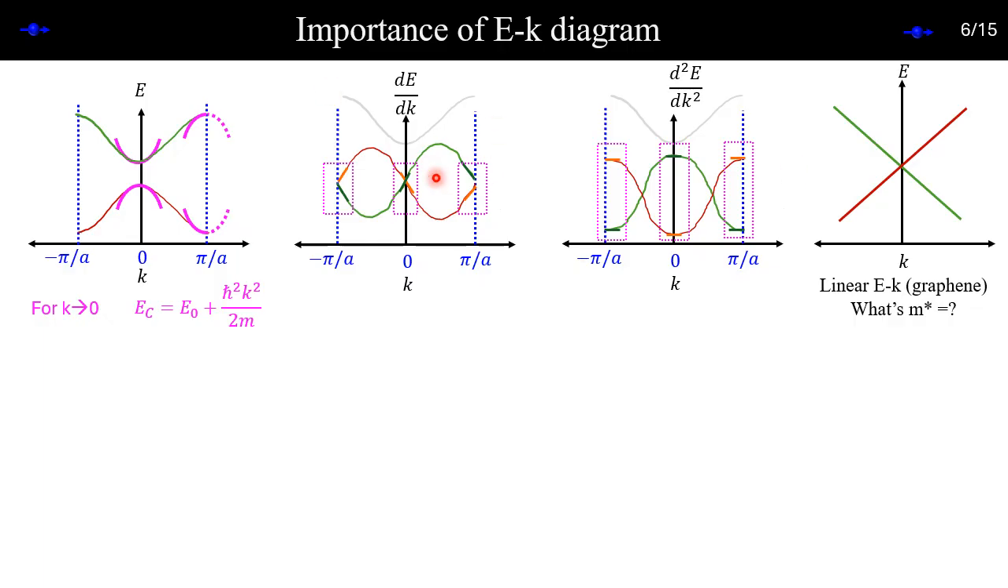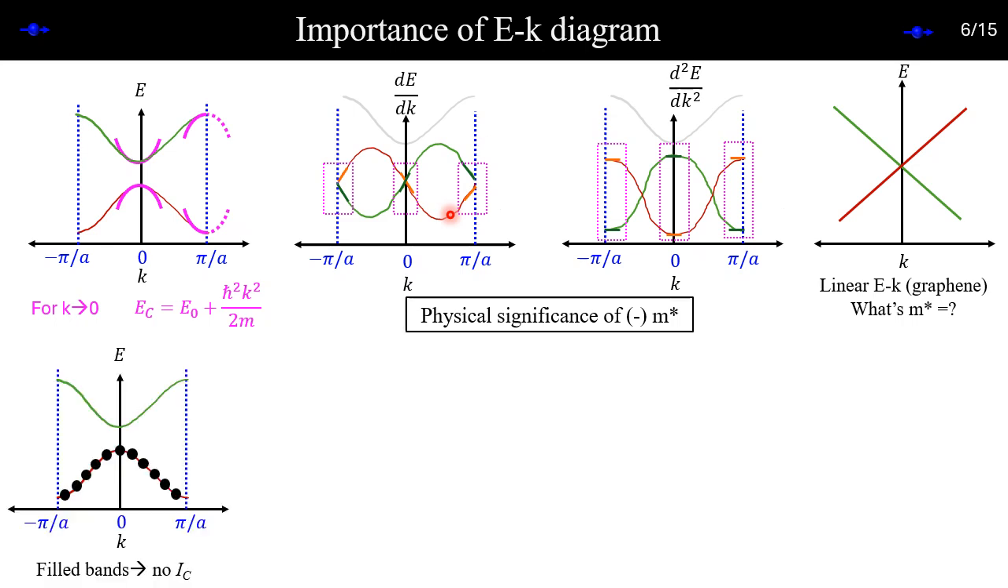Now, physically, we try to understand what we mean by this negative group velocity or negative effective mass. The physical significance is related to holes. At 0 Kelvin, this was the band diagram, meaning the valence band is completely filled.